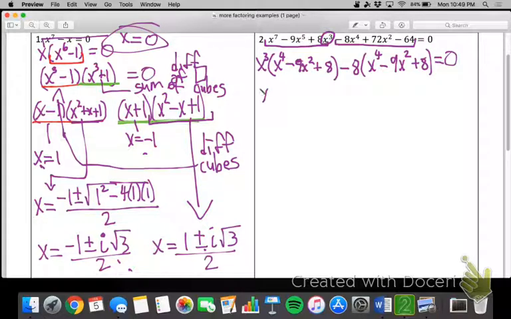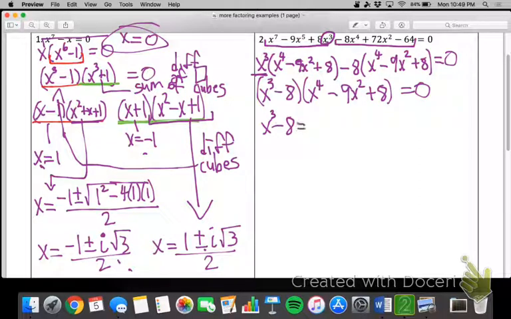So we got x cubed minus 8 from here, x cubed minus 8, and then the other part was x to the 4th minus 9x squared plus 8. So the x cubed minus 8 is conveniently a difference of cubes. So at this point, let's go ahead and split our factors into 2 separate equations. So x cubed minus 8, we'll start with the easier one.